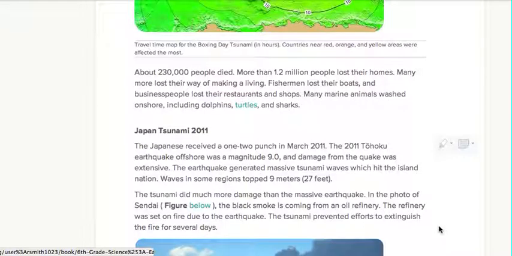About 230,000 people died. More than 1.2 million people lost their homes. Many more lost their way of making a living. Fishermen lost their boats. Business people lost their restaurants and shops. Many marine animals washed on shore, including dolphins, turtles, and sharks.